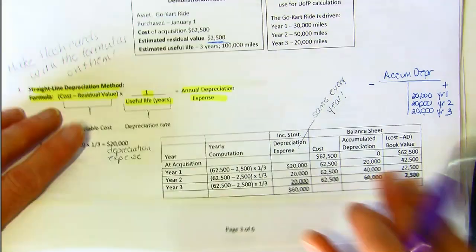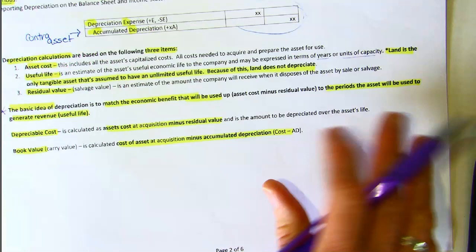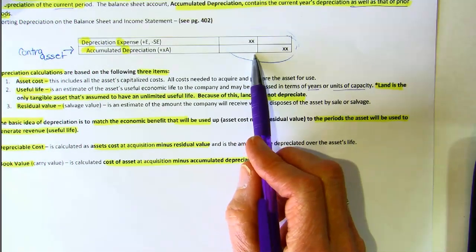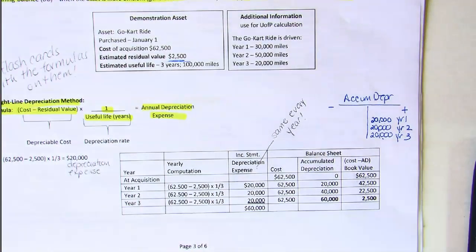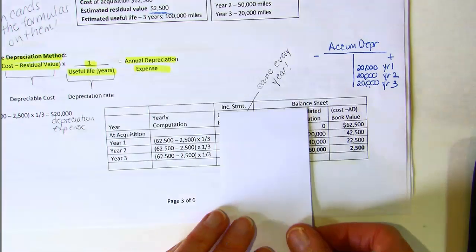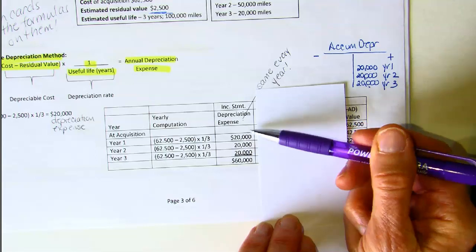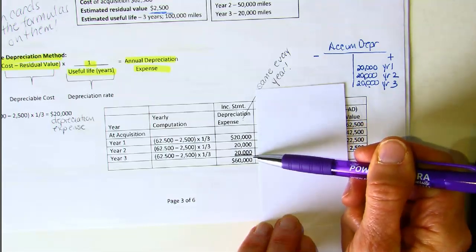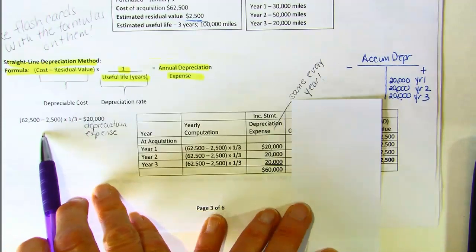So each year you would be making this journal entry for $20,000 each and every year. Here's our calculation again. On the income statement, we would show depreciation expense each and every year for $20,000, totaling $60,000 if we added up all the depreciation expense. And that's exactly what we said the depreciable cost would be here.